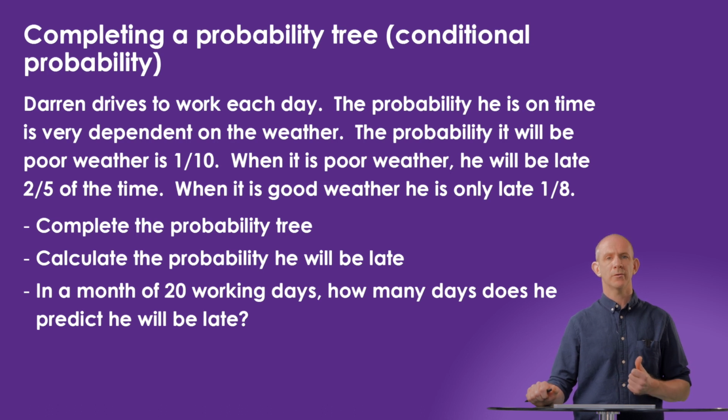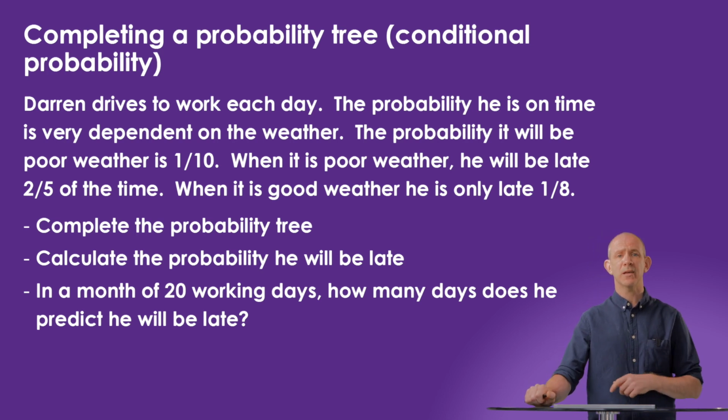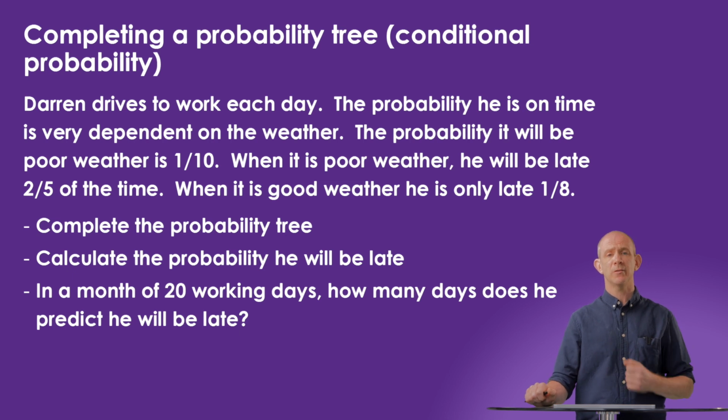When it's good weather, he'll be late 1 out of 8 times. We're asked to complete the probability tree and calculate the probability that he will be late. Then we have to answer how many days out of 20 that he works in a month will we predict he will be late.